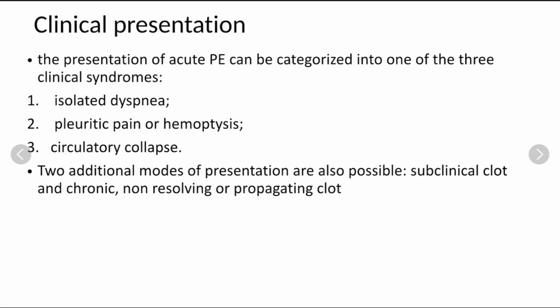So what is the clinical presentation of pulmonary embolism? The presentation of acute pulmonary embolism can be categorized into one of three clinical syndromes. The first is isolated dyspnea, very, very important. Then pleuritic chest pain or hemoptysis can be there, and then circulatory collapse. Two additional modes of presentation are also possible: subclinical clot, and chronic non-resolving or propagating clot.